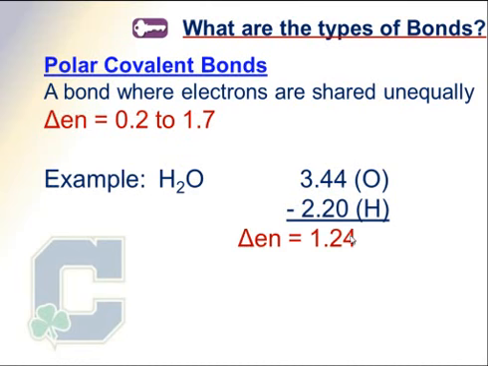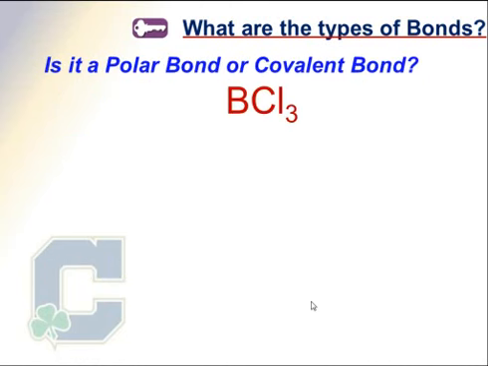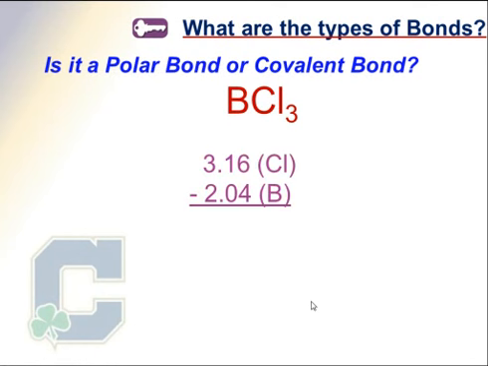Now, the reason they're perched on the top is because of the change in electronegativity. The difference is 1.24, which means that this oxygen has a stronger pull on the electrons of hydrogen than hydrogen does on the electrons of oxygen, meaning that the oxygen side will be more negative and where the hydrogens are will be more positive. Okay? Another example is F2O. Its difference is 0.55. Again, not as strong a pull, but still polar. Okay? So BCl3, take a moment, see if you can figure it out. Okay, well, BCl3, that is polar.